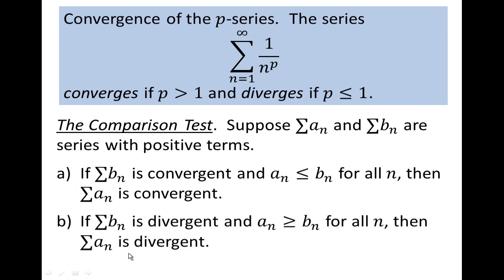On the other hand, if b sub n is divergent, and we end up picking a sequence that's larger than b sub n, at least on some of the terms, well, since b sub n diverges and we're taking out something larger, we're going to end up with a divergent sequence.